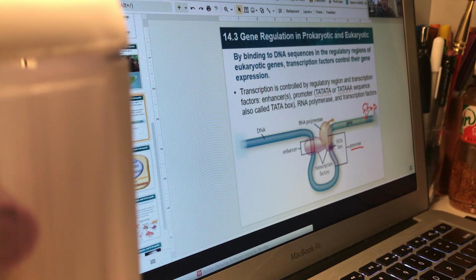Now, how do you know what a promoter looks like? This is the sequence of the promoter: TATA or TATAAA. These are the 2 sequences of the promoter. So if the promoter is here, the sequence is TATA. It's always the same. Now, the promoter, we can also call it the TATA box, because the sequence is always T-A-T-A.